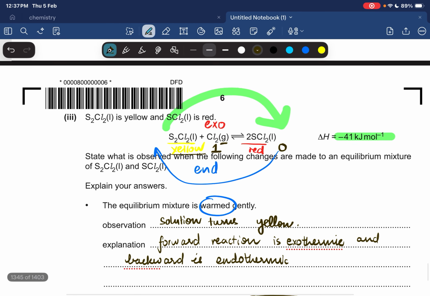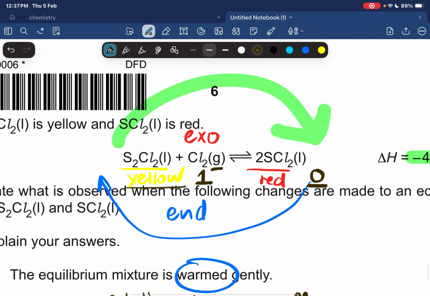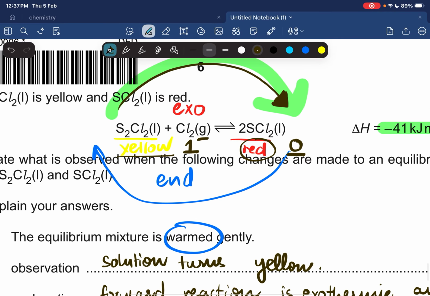And the overall pressure of the equilibrium mixture is increased. When we increase the pressure, equilibrium moves towards the side that has less number of moles. So we have increased the pressure, so equilibrium is going to move toward the side that has fewer moles. Those are 0 moles. So equilibrium is going to move forward, right? Equilibrium is going to move forward. So when it moves forward, it's going to turn red, right?